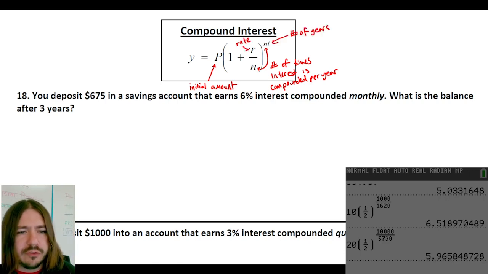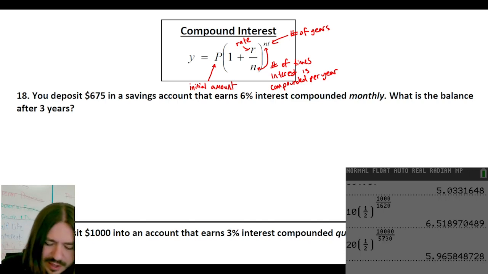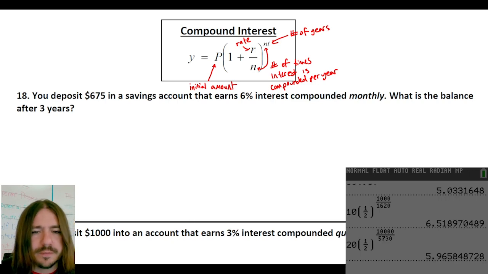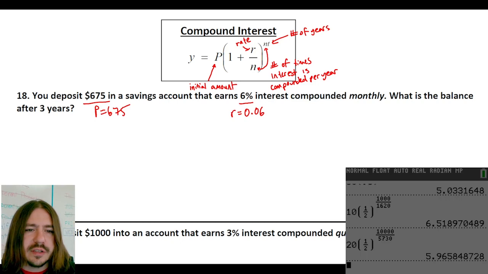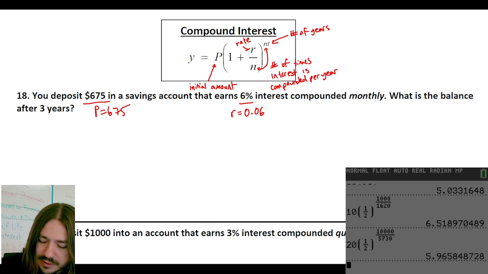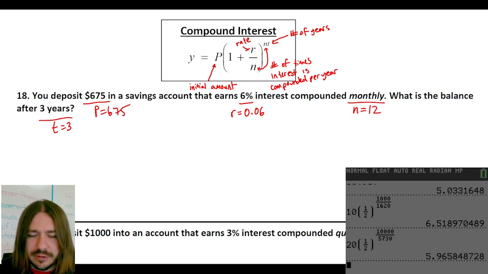Okay, so it says you deposit $675 in a savings account, so that's 675, that's going to be our initial amount. That's going to be, in this case, our P value. It says it earns 6%, so if it earns 6% interest, that's going to be our R value, and we'll write it as a decimal, 0.06. It says that interest is compounded monthly, so that means my n value is going to be 12. What is the balance after 3 years? So that'll be my t. T is 3. So we've got all of our parameters ready to go, and now it's just a matter of plugging everything into the calculator.